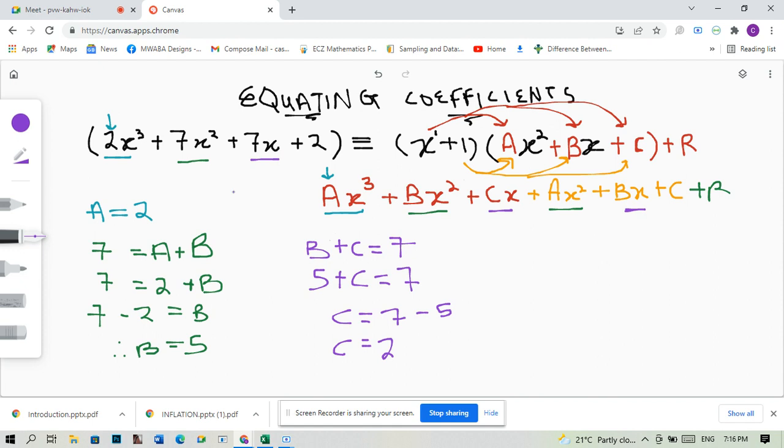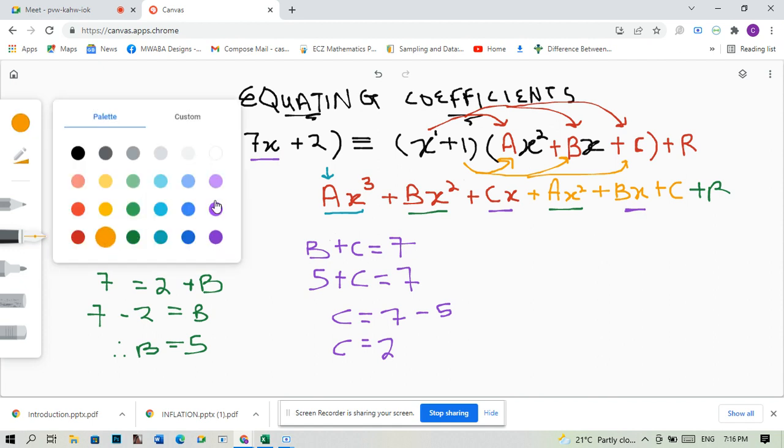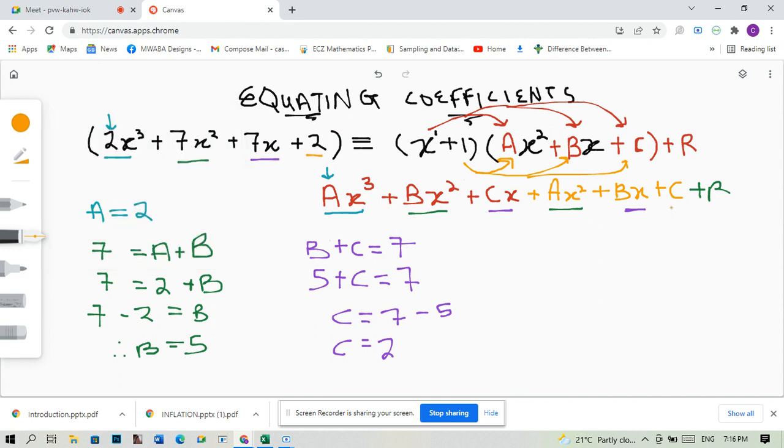Now we're going to deal with our constants. So we have a constant 2 on our left hand side, and we have a constant c here, and we're also going to incorporate the remainder. So I'm going to say c plus r equals 2. We have the value of c, which is 2, so we say 2 plus r equals 2. Therefore, r is going to equal 2 minus 2, and r equals 0. So we do not have any remainder.